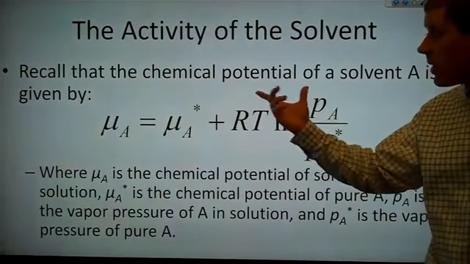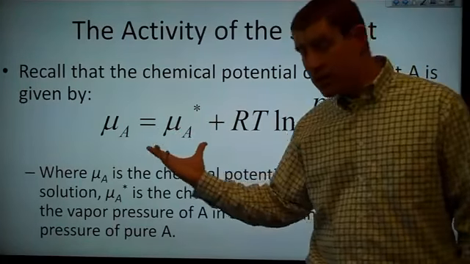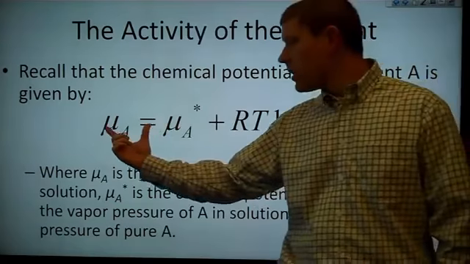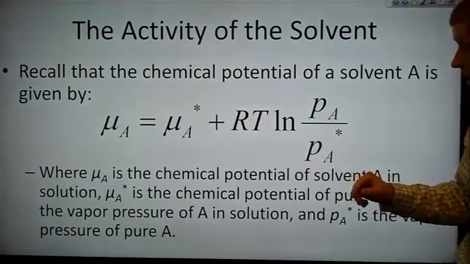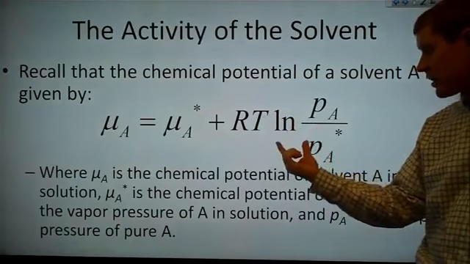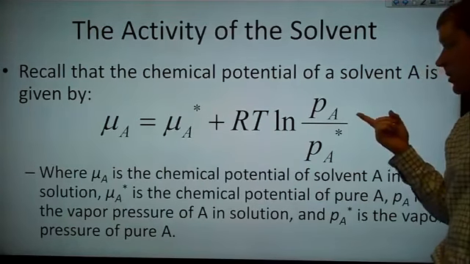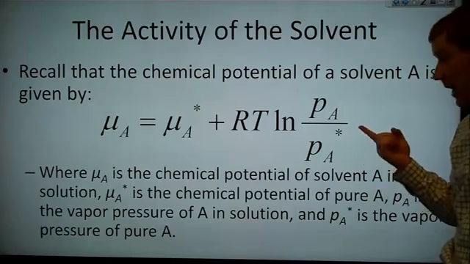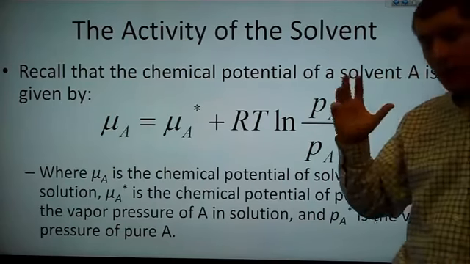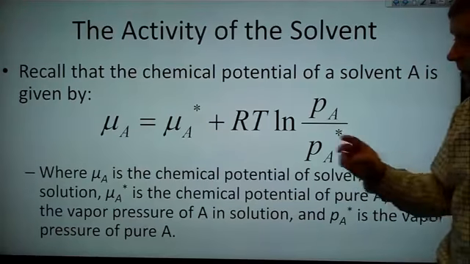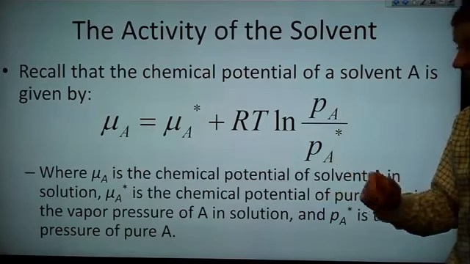Alright, so remember that the chemical potential of a solvent A is given by this equation. So the chemical potential of A is equal to the chemical potential of A when it's pure, so not mixed yet, plus R times T times the natural log of the vapor pressure of A in the solution divided by the vapor pressure of A while it's pure, so the P_A star. Remember the star there means that we have a pure substance, so either here or there, that star means the same thing, that A is pure.